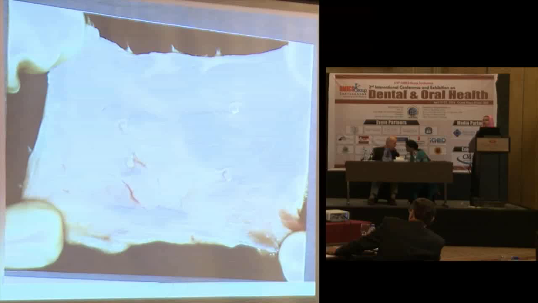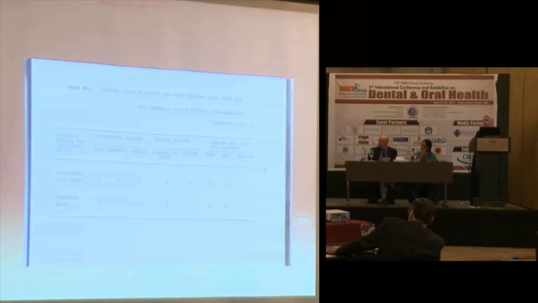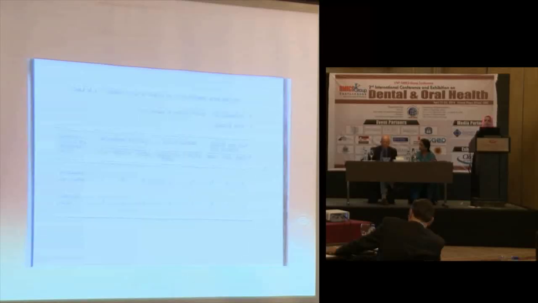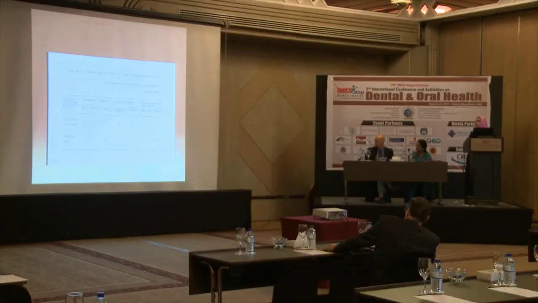These are the implanted pellets, as you can see. Then the implanted pellet was removed from the tissue and 6 micrometer thickness sections of the tissue were prepared and stained with H&E for histological study. This is the observation table, which shows the inflammatory response, the healing response and the foreign body giant cell response over the different observation periods.